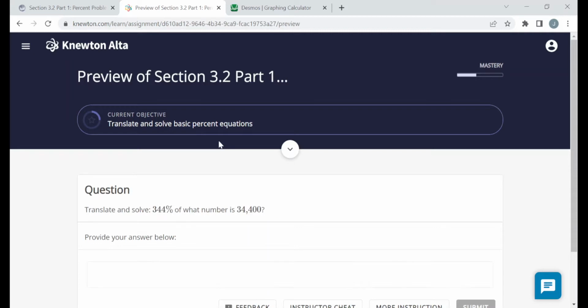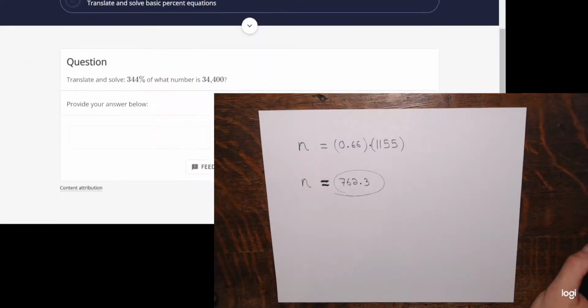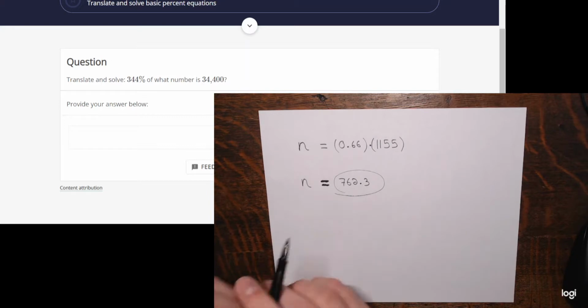Alright, so another one of these. So 344%, which I could write 3.44 or 344 divided by 100. Same thing. Of what number is 34,400? So once again, make sure you can see the problem. All right, so I'm just going to do this on the bottom half of this page.